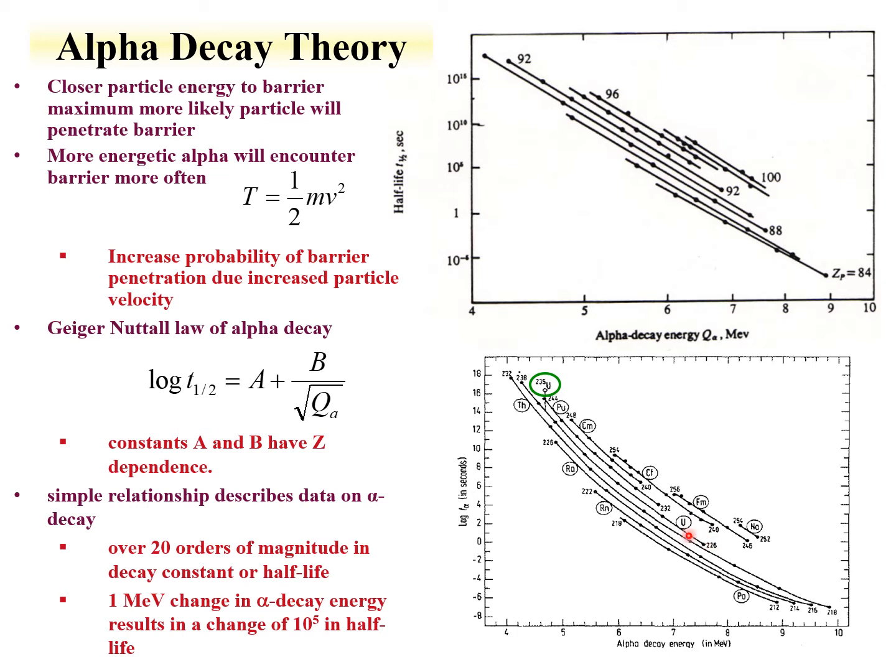Now, the simple relationship can describe data for alpha decay for over 20 orders of magnitude in decay constants or half-life. And what's observed is that a 1 MeV change in alpha decay energy can result in a change of about 10 to the fifth for the half-life. So we have this dependence on half-life and Q value that we've discussed earlier.